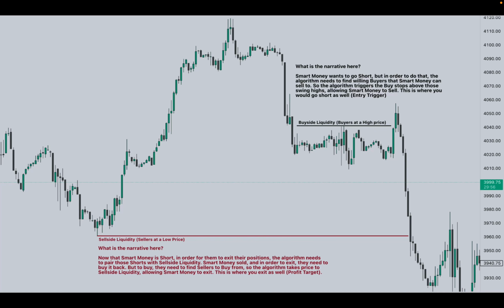And in order for them to be successful, they're constantly trying to understand which liquidity pool is in the crosshairs, which liquidity pool is likely to be raided next. And if you're going to be successful and you're going to trade with the big boys, you need to view the marketplace through the lens of liquidity as well.